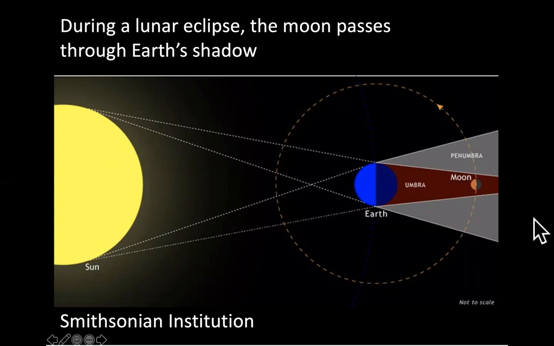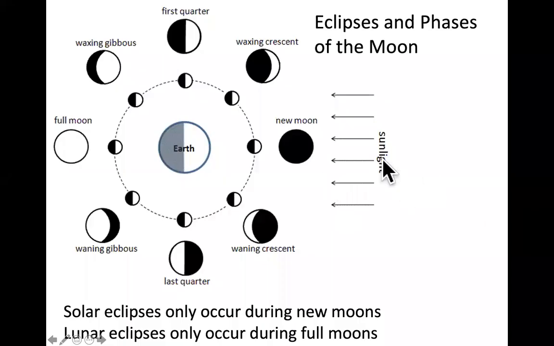In this case, the sun is coming from left to right, but if we go back to this picture where it's coming in from the right side, the only time that the moon can block sunlight from getting to the Earth is when it's right here. You can only get a solar eclipse during a new moon. Similarly, the only time that the moon can pass through the shadow of the Earth is when it's over here. So you can only get a lunar eclipse during a full moon.